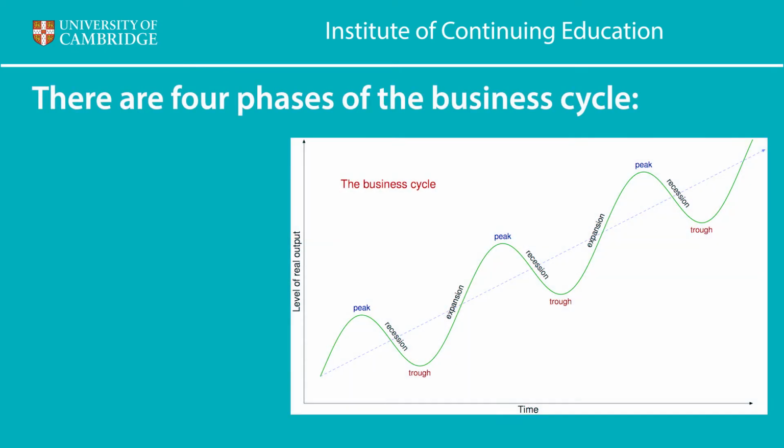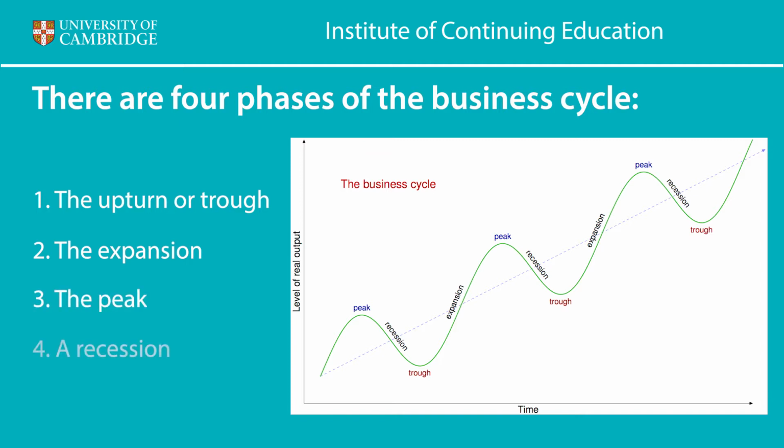There are four phases of the business cycle: the upturn or the trough, the expansion, the peaking of the economy, and a recession. You might have heard more about a recession than the other three phases of the business cycle I've just mentioned, of course.